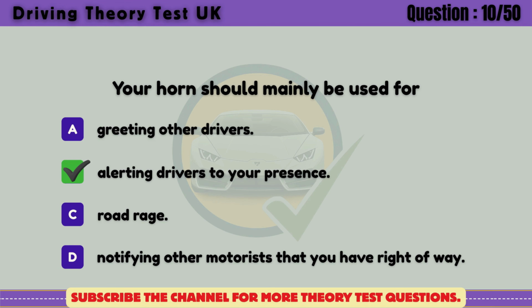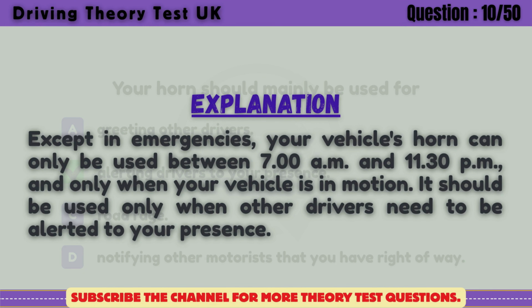Answer is B. Alerting drivers to your presence. Except in emergencies, your vehicle's horn can only be used between 7 o'clock a.m. and 11:30 p.m., and only when your vehicle is in motion. It should be used only when other drivers need to be alerted to your presence.